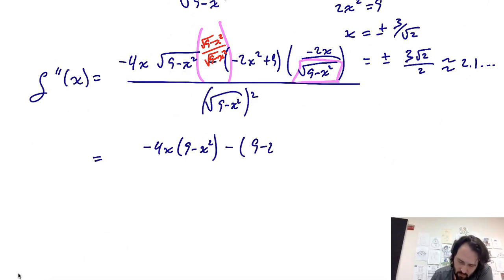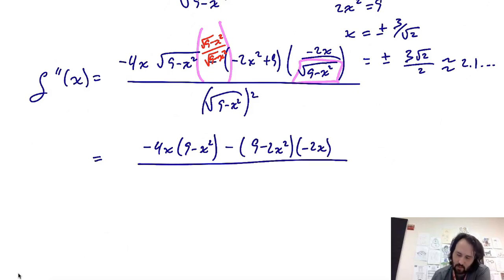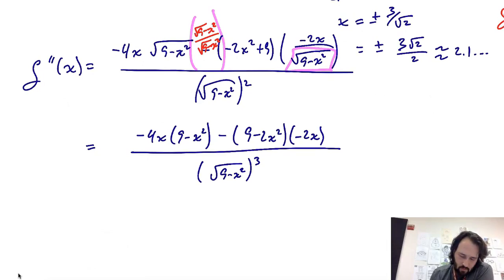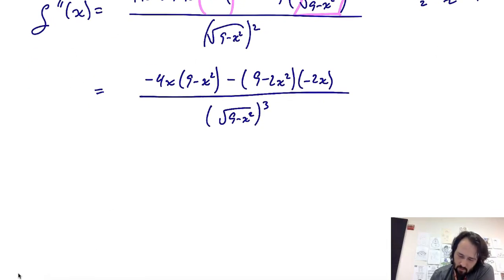minus root 9 minus 2x squared times negative 2x. And then now what I can do with that root 9 minus x squared is I can put it into my denominator. So that's all dividing by it. So that would be a root 9 minus x squared to the third now. All right, and that makes my life a lot easier with the simplification of these things.